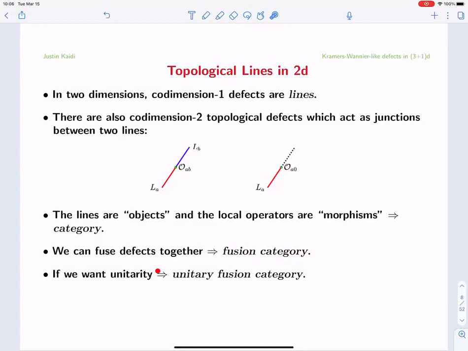And also sometimes you'll want unitarity. So then you actually have to talk about unitary fusion categories. But for today's purposes, let's just forget about unitary.